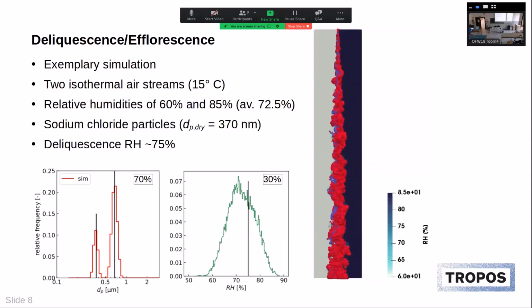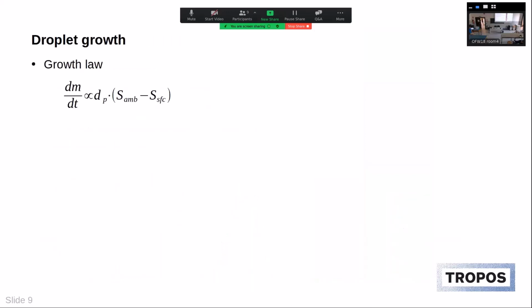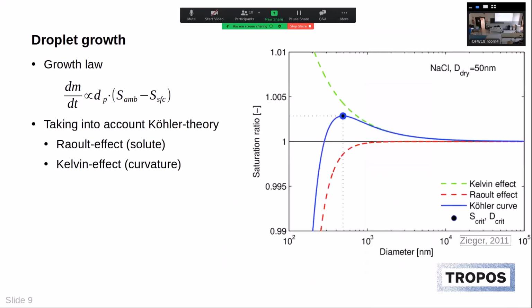The next model obeys a growth law where the mass change rate is proportional to the diameter and the difference between the ambient saturation with respect to water and the surface saturation of the particle. The calculation for the surface saturation takes into account the Köhler theory. The Köhler theory is again a combination of the Raoult effect and the Kelvin effect.